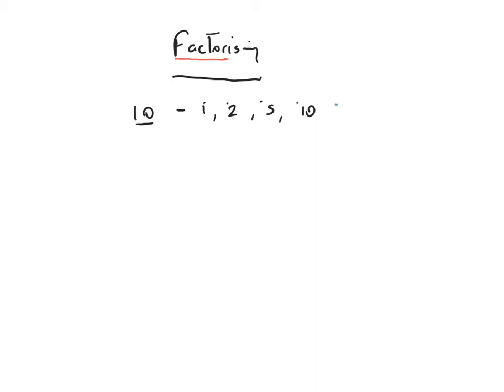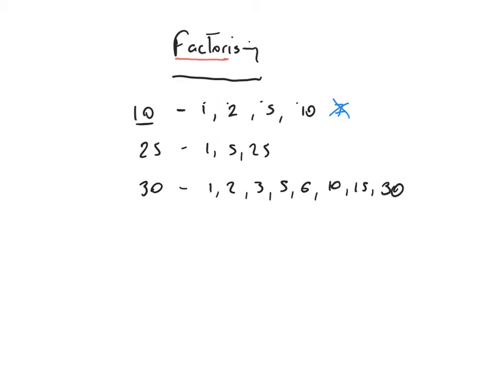For example, 7 would not be a factor of 10. Now it does fit in 10. It fits once, but it leaves a remainder of 3. Since it leaves a remainder, it's definitely not a factor. So the factors of 10 are 1, 2, 5 and 10. 25, well that would be 1, 5 and 25. 30, for example, would be 1, 2, 3, not 4, but 5, 6, 10, 15 and 30. They all fit in without leaving a remainder, therefore these are all factors of 30.